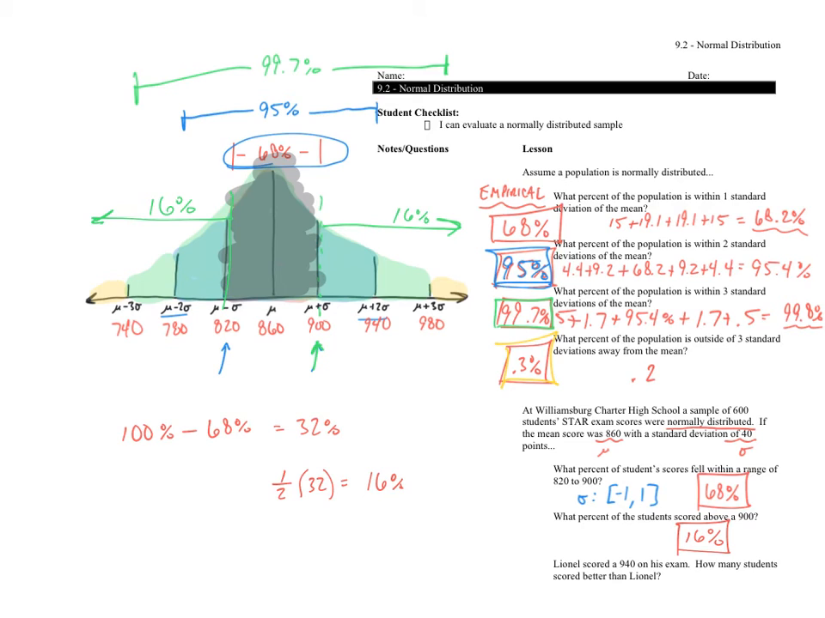And then lastly, we have Lionel. Lionel scored a 940 on his exam. So this is Lionel's score. How many students scored better than Lionel? Well, we could approach this in a similar way to the problem we just solved, and I'll just choose a different color to highlight.